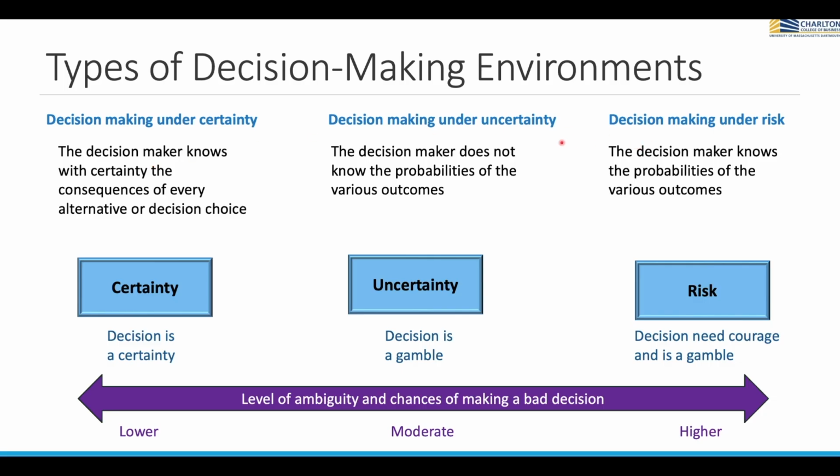But there are conditions most of the time where we don't know the future. Either the decision involves uncertainty or risk. For uncertainty, we don't know the future and the probability of possible outcomes or possible states of nature. Here, the decision is a complete gamble. But if we know the probabilities of each state of nature, then we know the risk of choosing any of the decisions or alternatives. Now we know the probability, so we know the risk. Now decision making needs courage and it's a gamble.